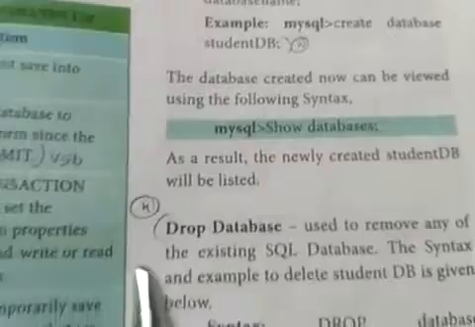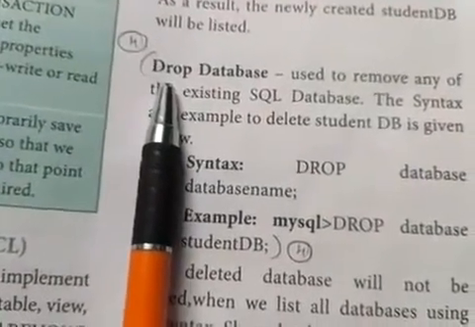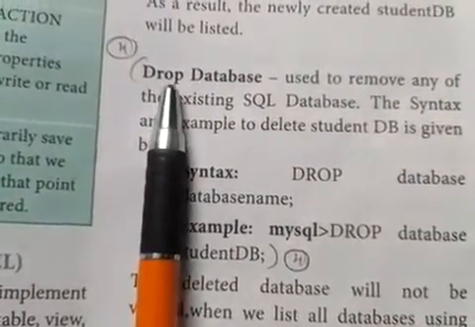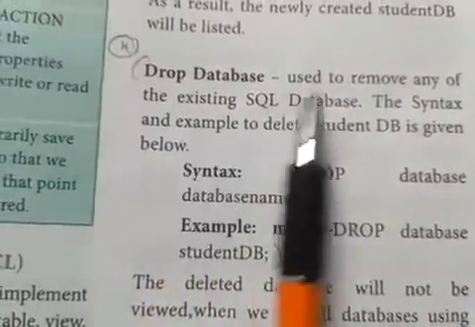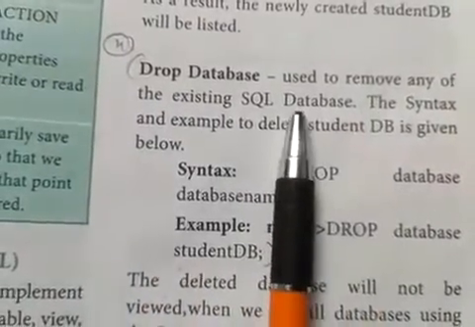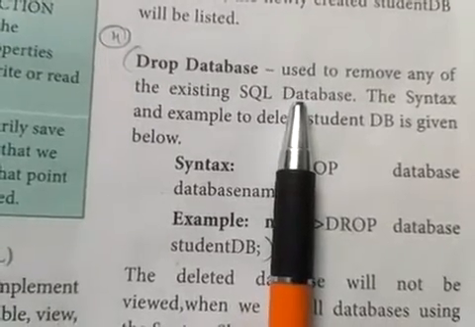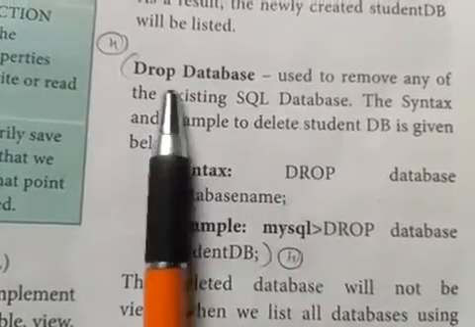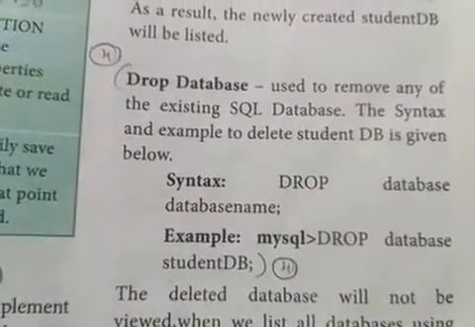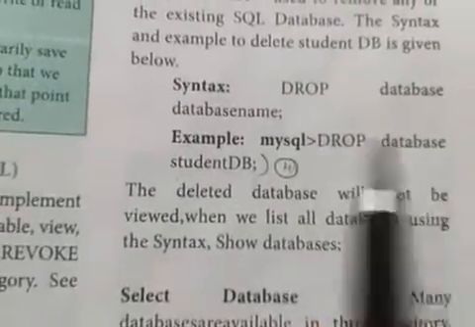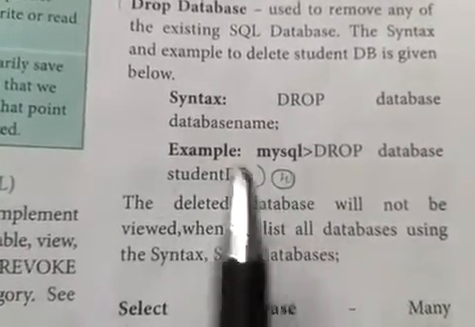And then the next command we are seeing is drop database. Yesterday, what is the purpose of drop database? It is used to delete the database, so remove any of the existing SQL databases. Already present databases will get removed from the SQL directory with the help of the drop database command. So drop database, and then you have to specify the database name. So drop database student DB. We have deleted the database that we had created.